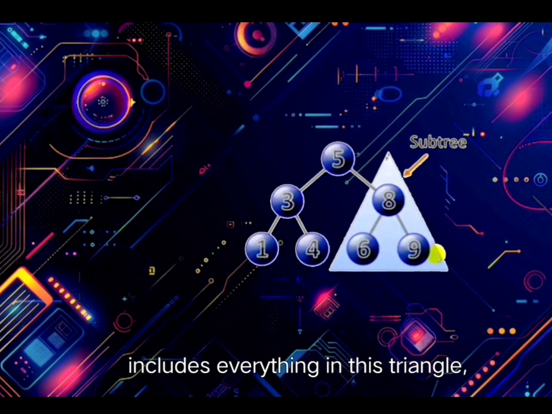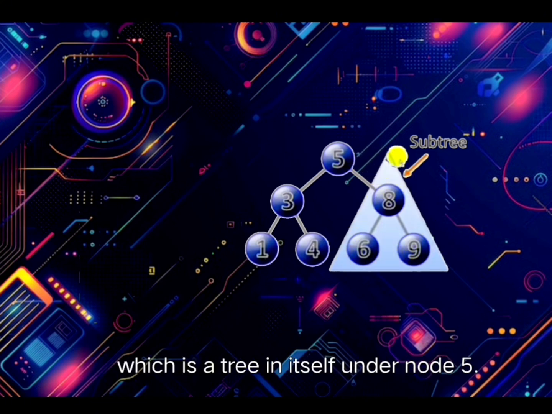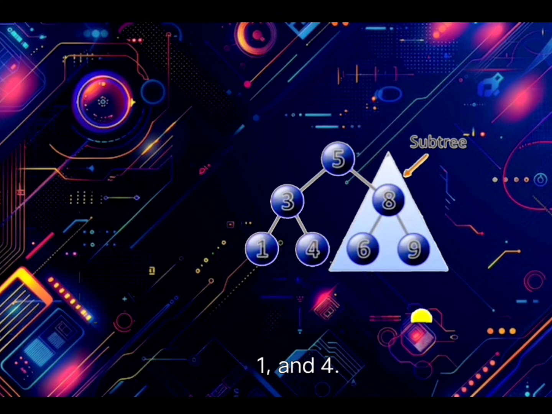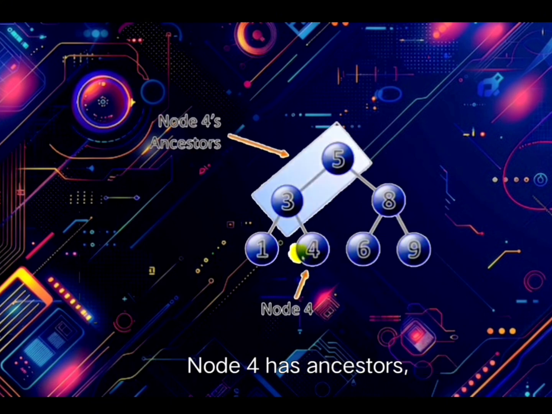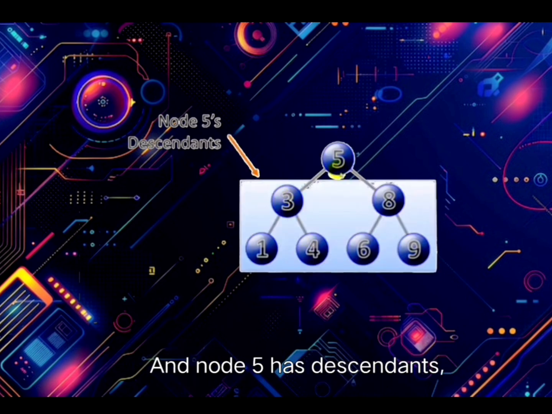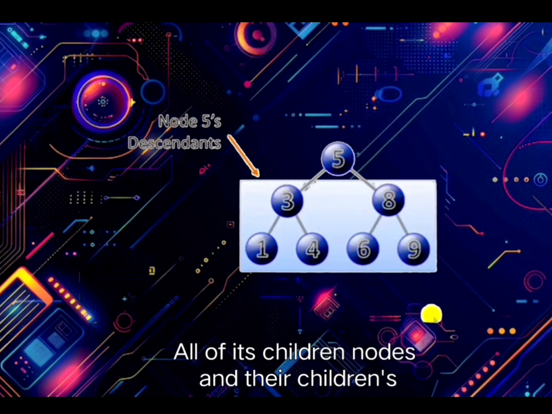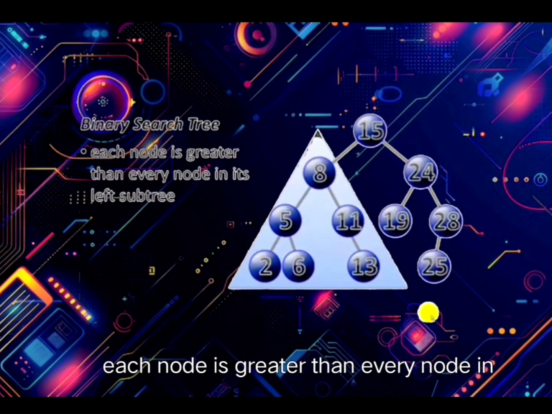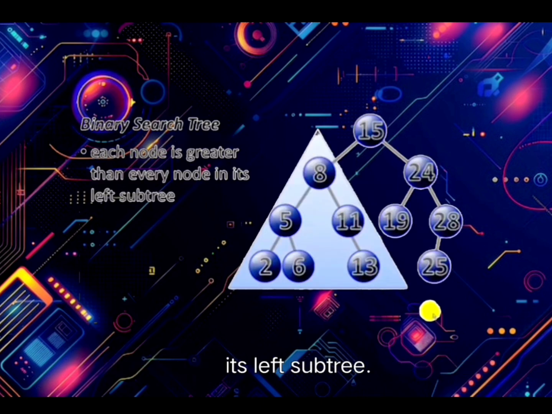Node 5's right subtree includes everything in this triangle, which is a tree in itself under node 5. Node 5's left subtree includes nodes 3, 1, and 4. Node 4 has ancestors, which are simply every node between itself and the root node. And node 5 has descendants, which are basically every node below it, all of its children's nodes and their children's nodes, and so on.